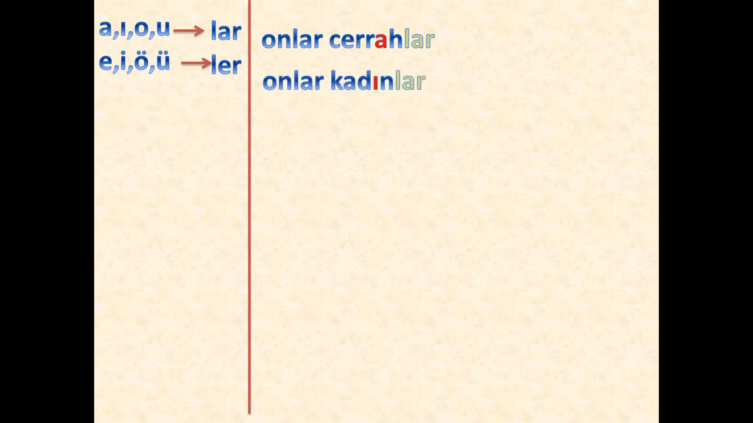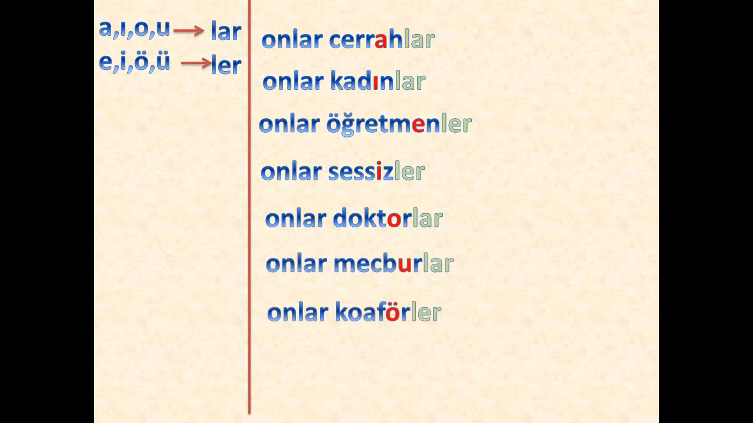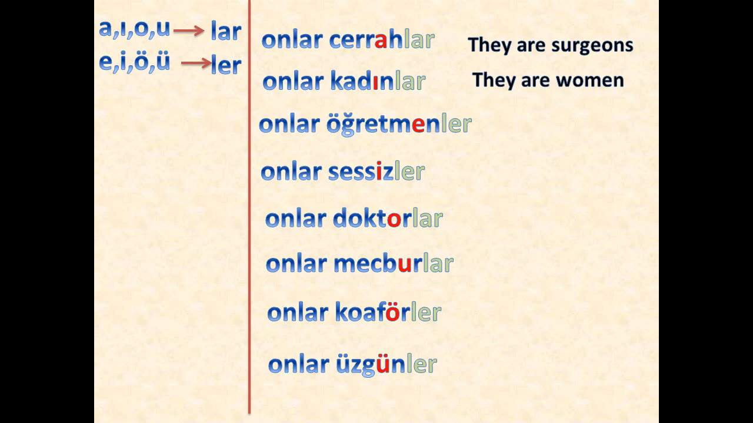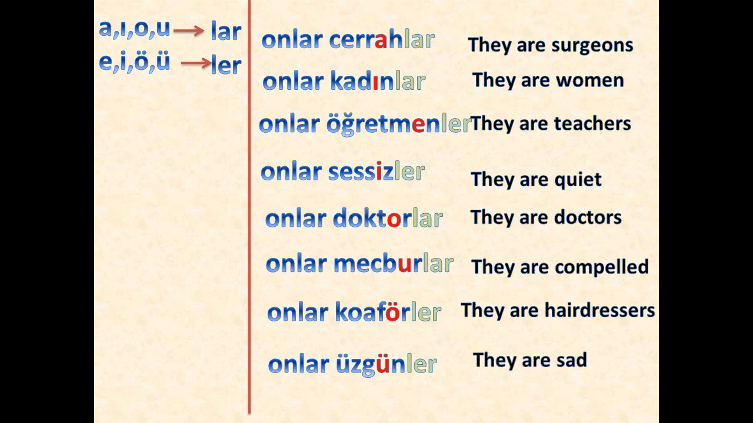Okay, onlar cerrah. Onlar kadın, onlar öğretmen, onlar sessiz, onlar doktor, onlar mecbur, onlar kuaför, onlar üzgün. Now I'm going to read them with the suffixes. Onlar cerrahlar means they are surgeons. Onlar kadınlar means they are women. Onlar öğretmenler, they are teachers. Onlar sessizler means they are quiet. Onlar doktorlar means they are doctors. Onlar mecburlar, they are compelled. Onlar kuaförler, which means they are hairdressers. Onlar üzgünler means they are sad.